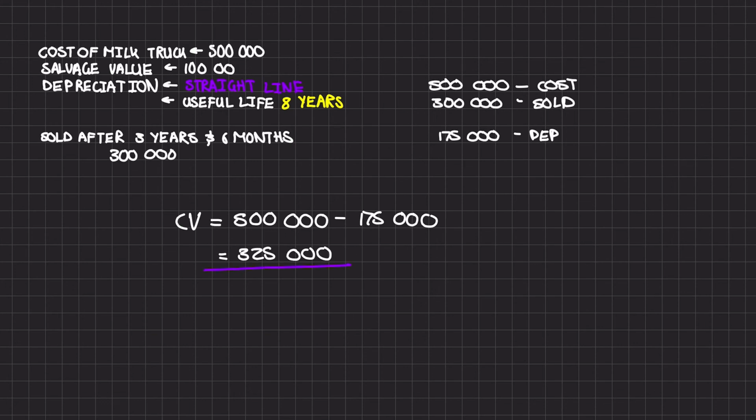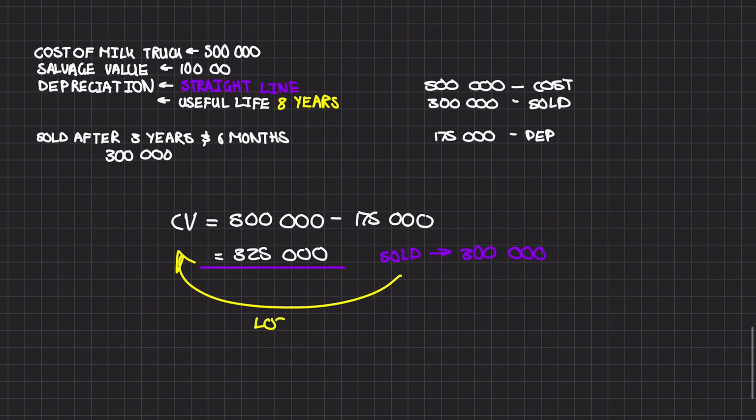So if the carrying value was 325,000, but we sold it for 300,000, that's lower than our carrying value, right? So the loss is equal to 325,000 minus 300,000, which is equal to 25,000. And this would then go in your profit and loss statement, again, as an expense, as a loss on disposal. Okay, but we'll go more into detail in the income statement in later videos.